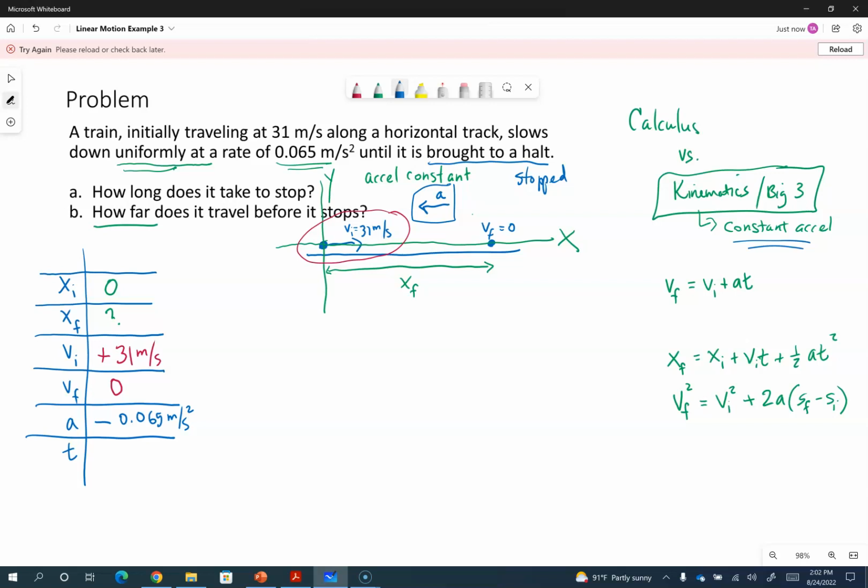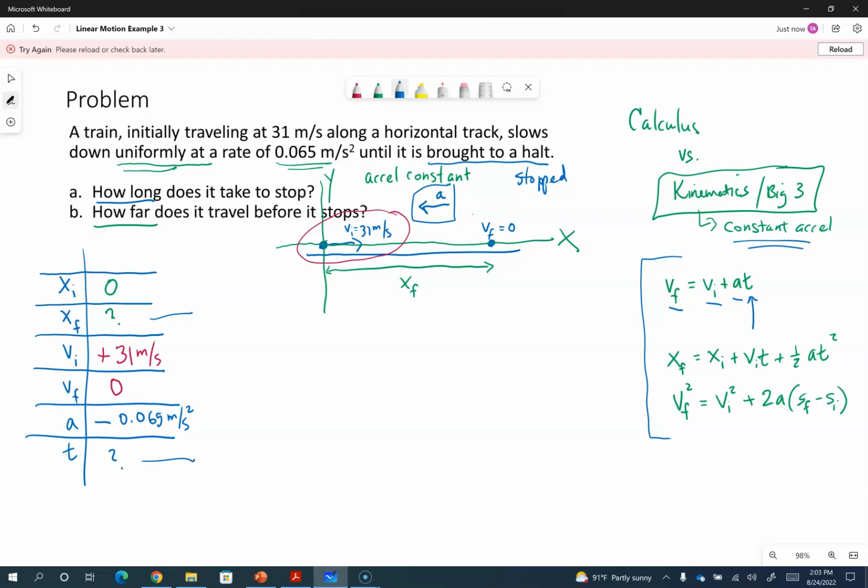They don't tell us the time, but question A is asking us how long does it take to stop, meaning how much time does it take to stop. So we will be calculating and solving for time. So notice in this table, we don't know X final, we don't know time, but we know everything else based off of this coordinate system we're choosing. So if I come back to the equations on the right side, I know V final, I know V initial, I know acceleration. The top equation, the only thing I do not know is time. That's awesome. We're going to use this top equation to solve for time.